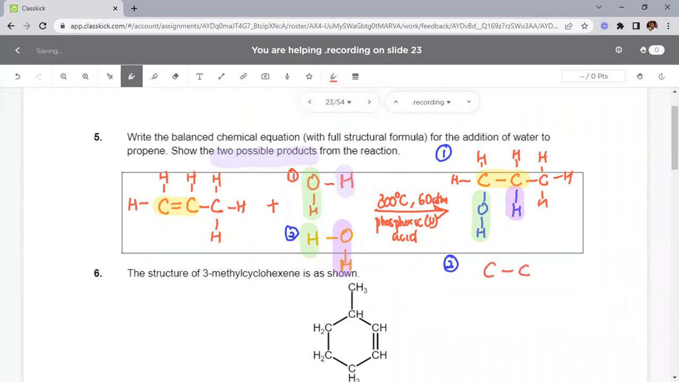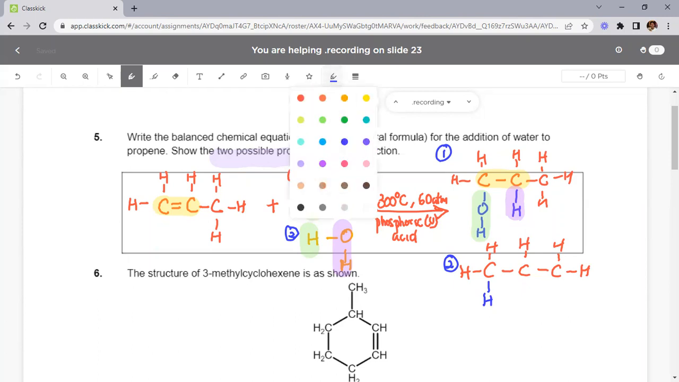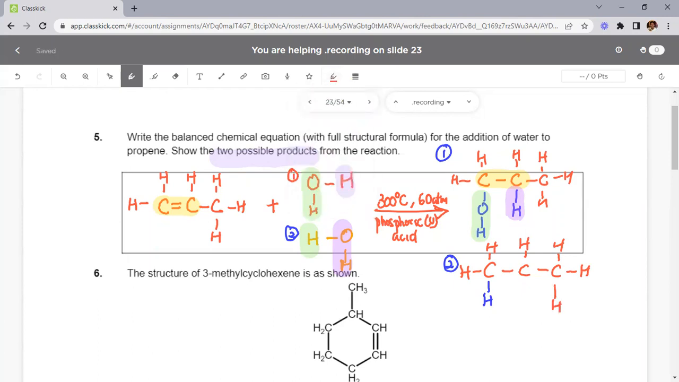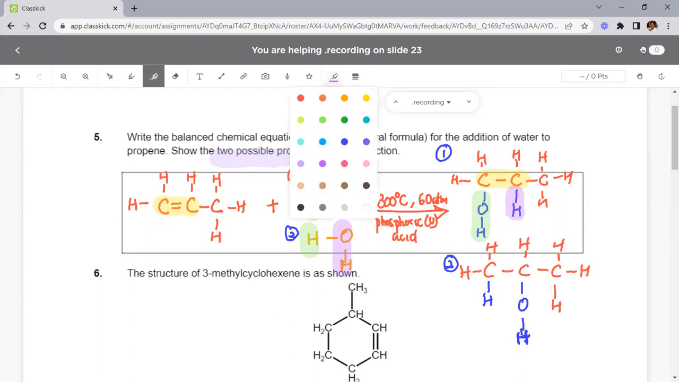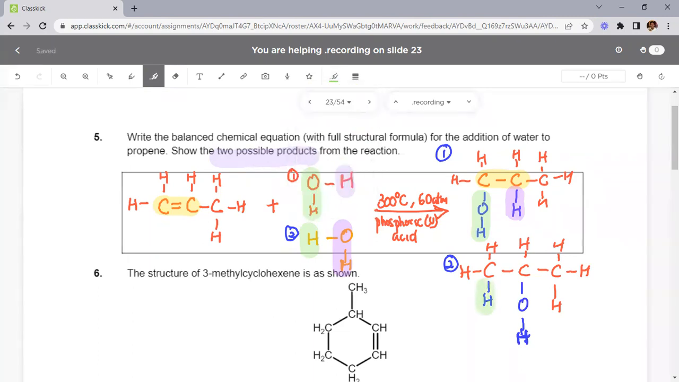So I have my 3 carbon again, and I have my H like this. This time around, I'm gonna have my H attached to the left hand side. I'm gonna have my OH. Oh, sorry, I realized I have to draw more hydrogen here. Okay, I'll say again, I'm gonna have my H attached to the carbon on the left. I'm gonna have my OH attached to the carbon on the right hand side. Highlighting once again in green and purple to show you what is on the left and what is on the right.